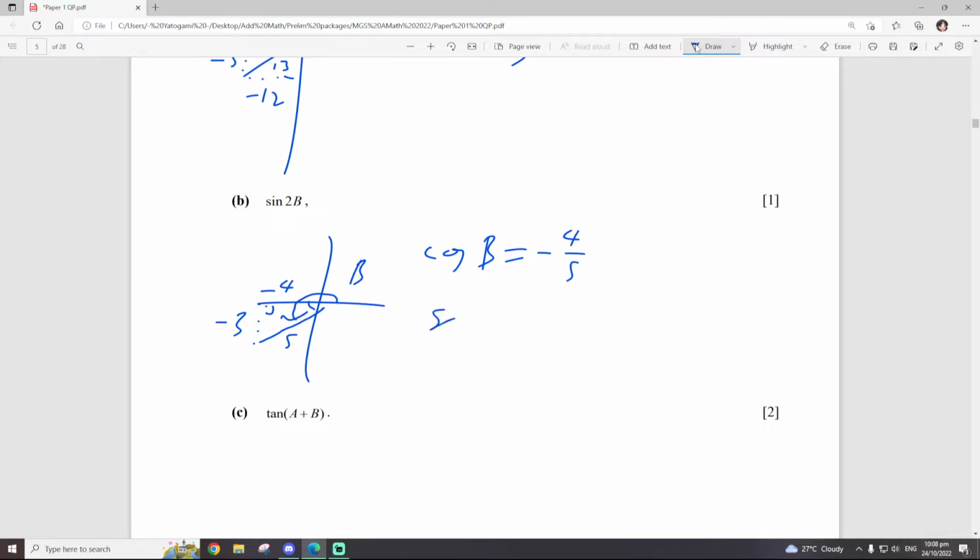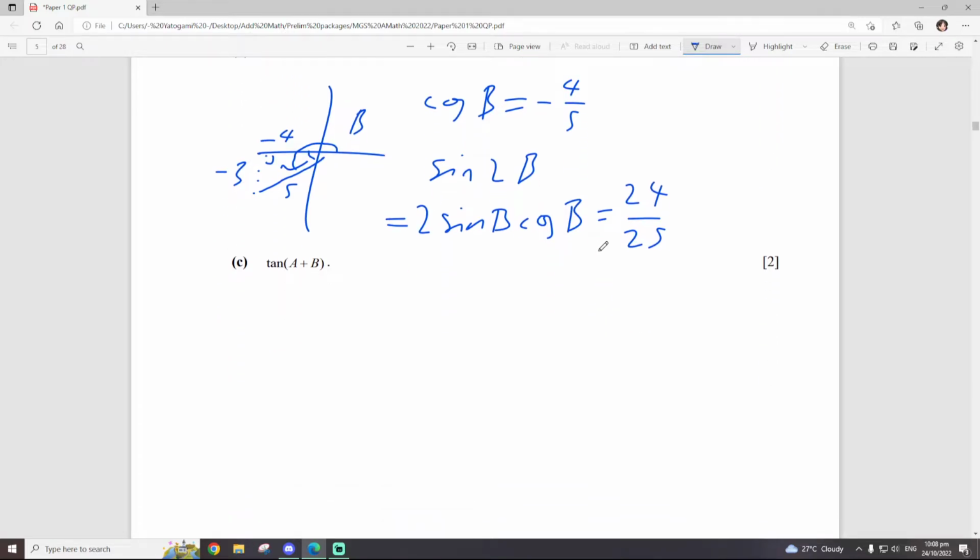So therefore, sine 2b, which you can use the double angle formula, 2 sine b cosine b. We know sine b is negative 3 over 5, cosine b is negative 4 over 5, so multiply together will become positive 24 over 25. And finally, tangent A plus B.